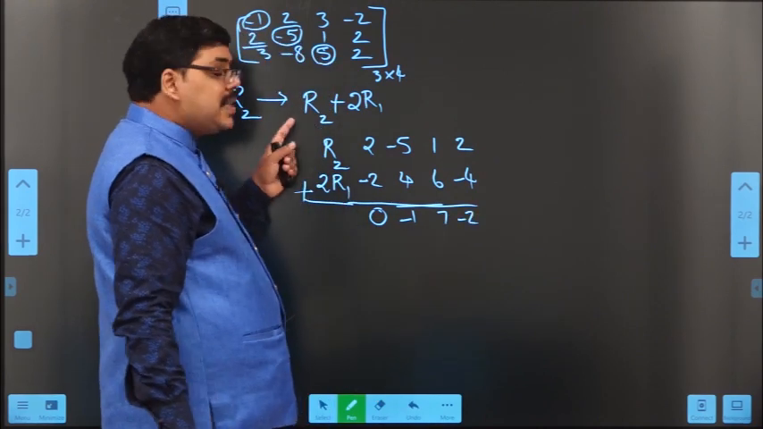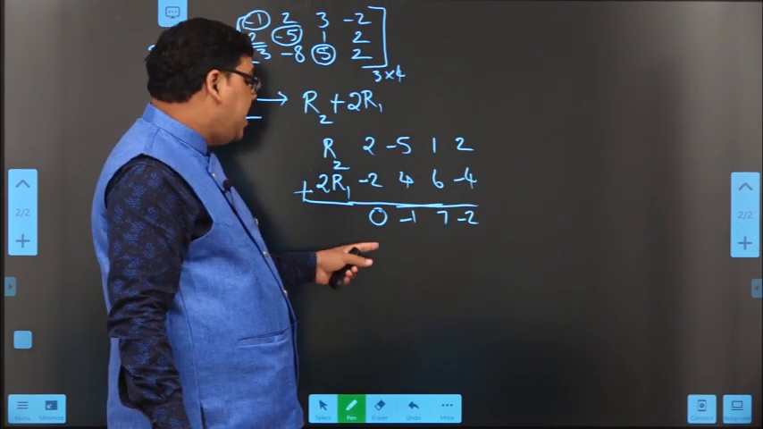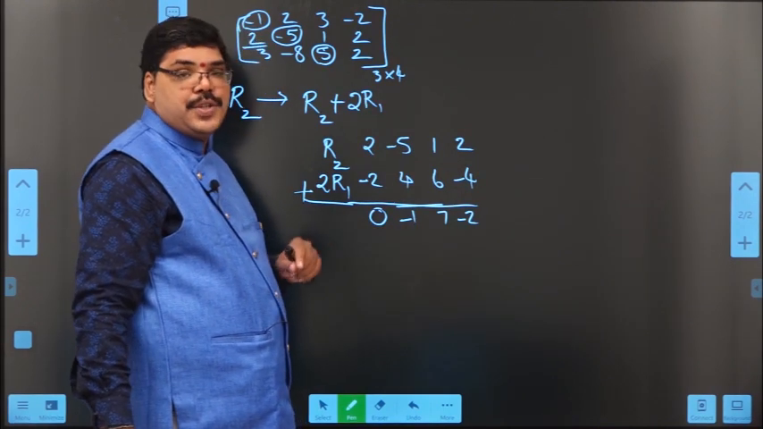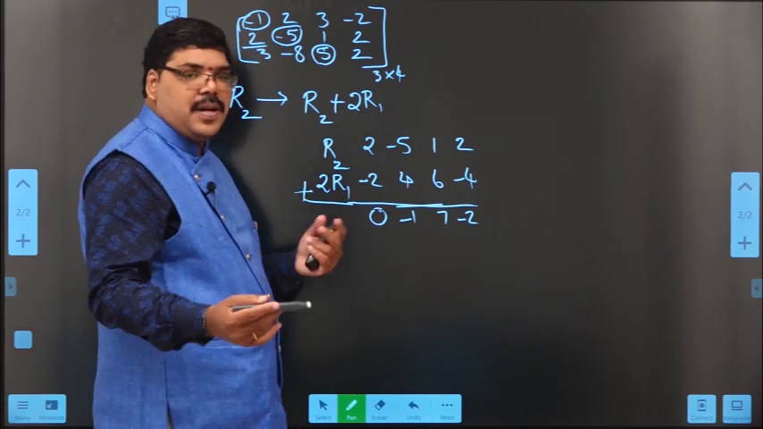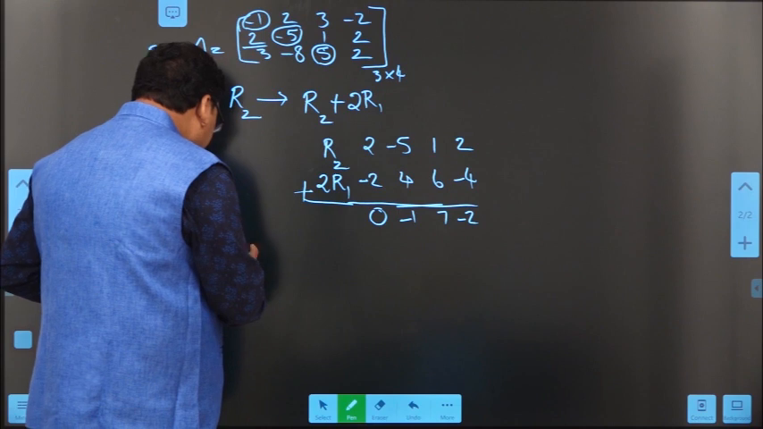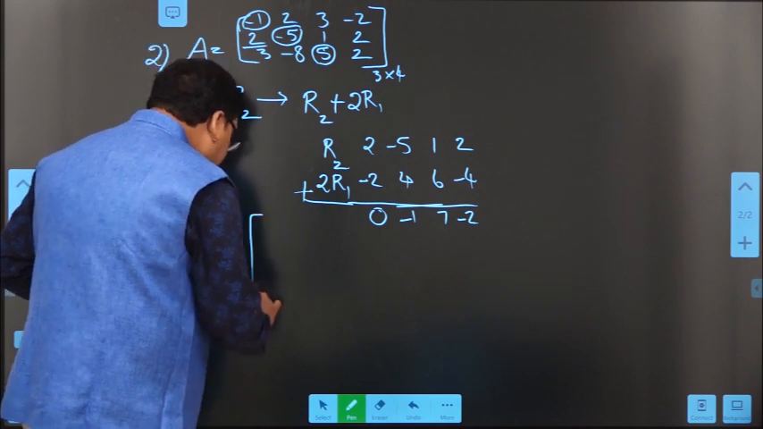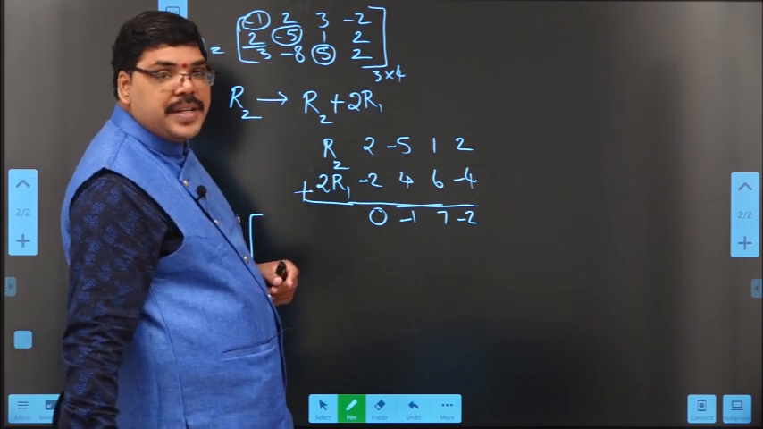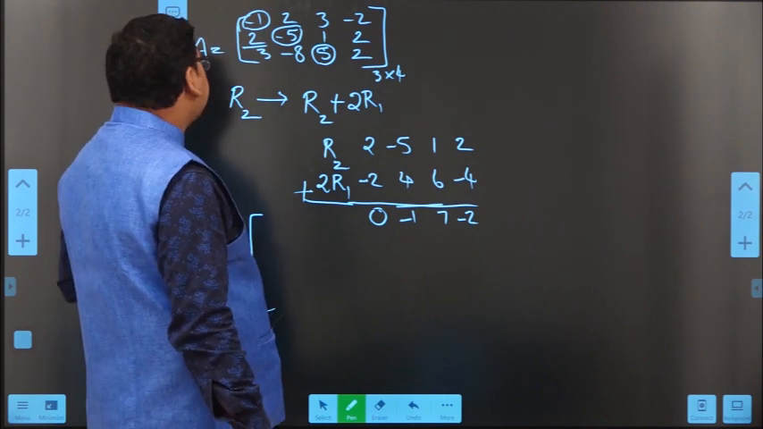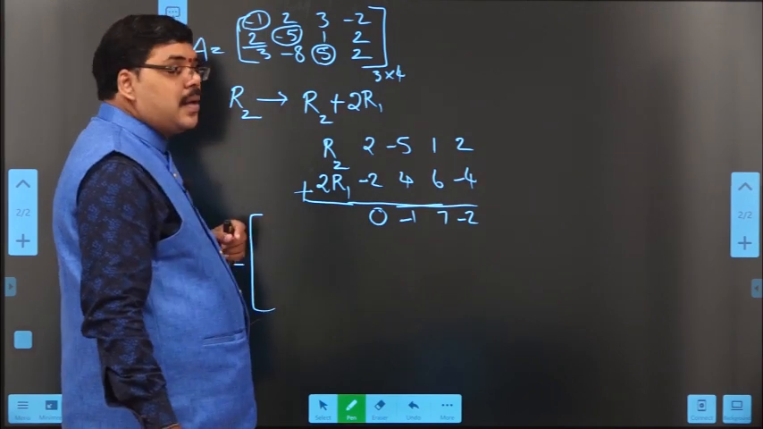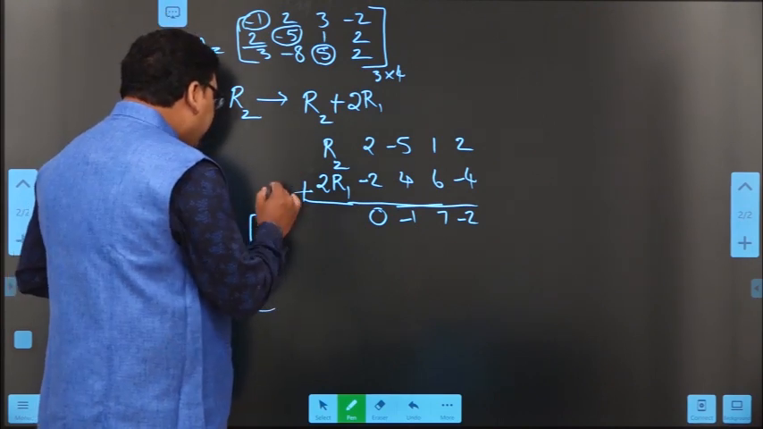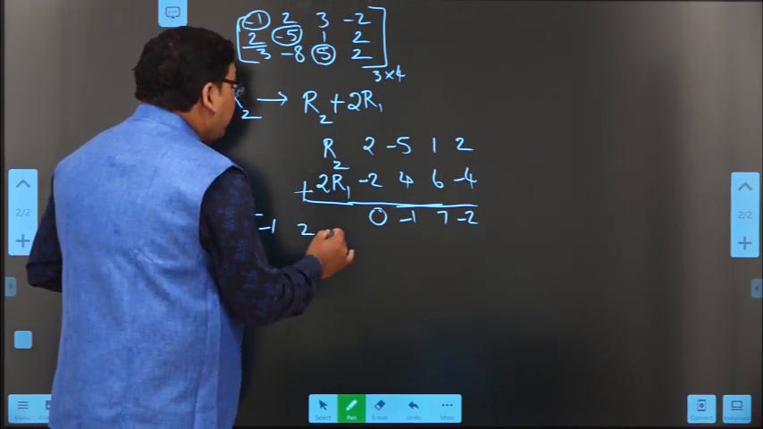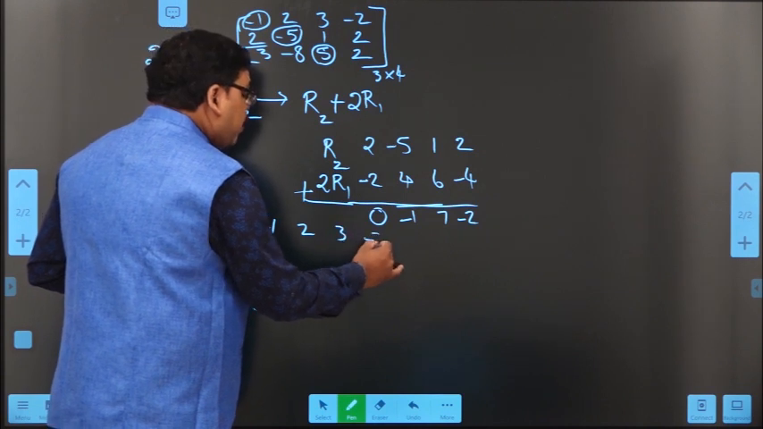So the result of our row operation is 0, minus 1, 7, minus 2. So in the second row, first element became 0. Our task completed there. So A, after applying the row operation, can be written as: we applied the row operation on R2. R1 and R3 won't change, so directly write as it is, 1, 2, 3, minus 2.